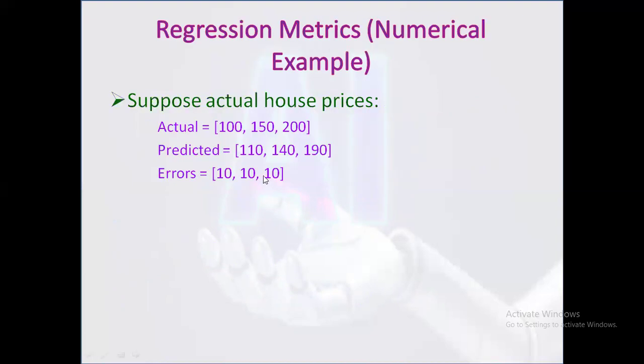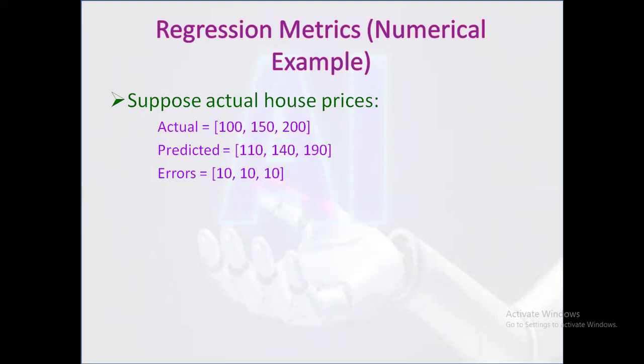In the example with actual values 100, 150, 200 and predicted values 110, 140, 190, each prediction has an error of 10 units. This shows that the model predictions are consistently close to actual values. See here, 100 is nearer to 110, 150 is nearer to 140, and 110 is nearer to 100, 140 is nearer to 150, 190 is nearer to 200.